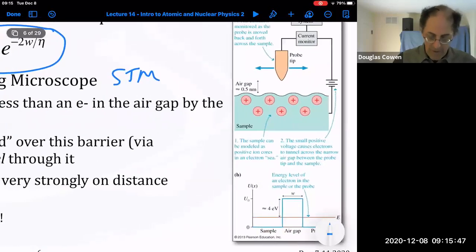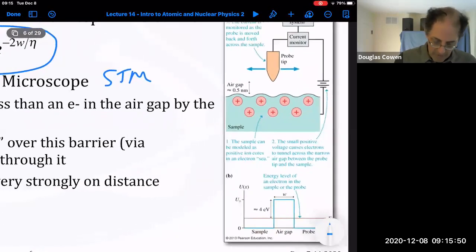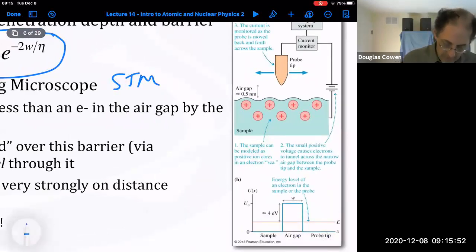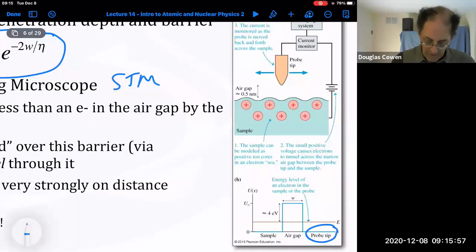So we can draw what this looks like. That's shown over here. So this is the probe tip. The electron has some energy, and it's trying to get through this air gap, which basically presents a potential barrier for the electron in order to get over to the sample. So there's some finite probability that this electron will be able to do that. It'll be able to tunnel from the probe tip across the air gap. Of course, that probability is going to be pretty small.